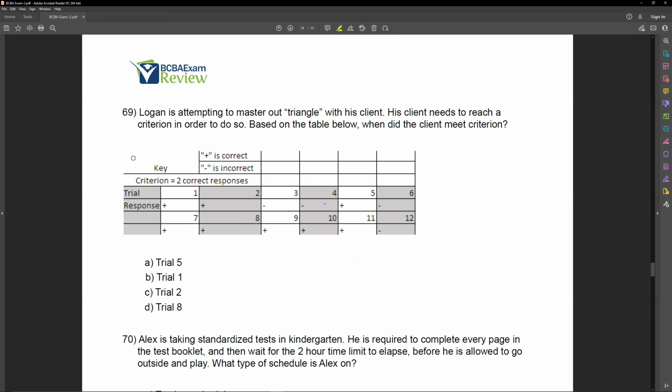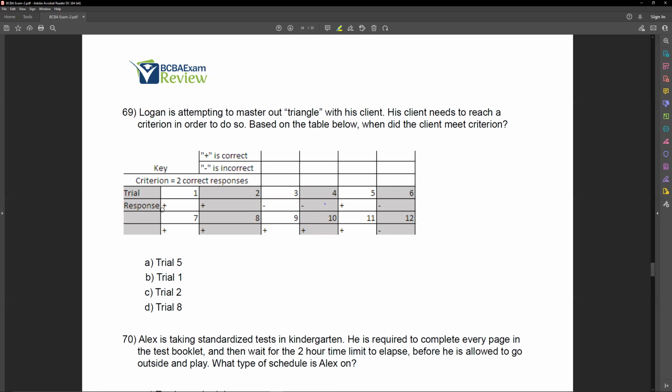Well, we see in our data sheet, the criterion has 2 correct responses, okay? So in order to meet criterion and trial to criterion, whatever your criterion is needs to occur in a row, right? So we need 2 correct responses in a row to meet our criterion. So we know plus is correct, we know minus is incorrect. Let's go to our data.